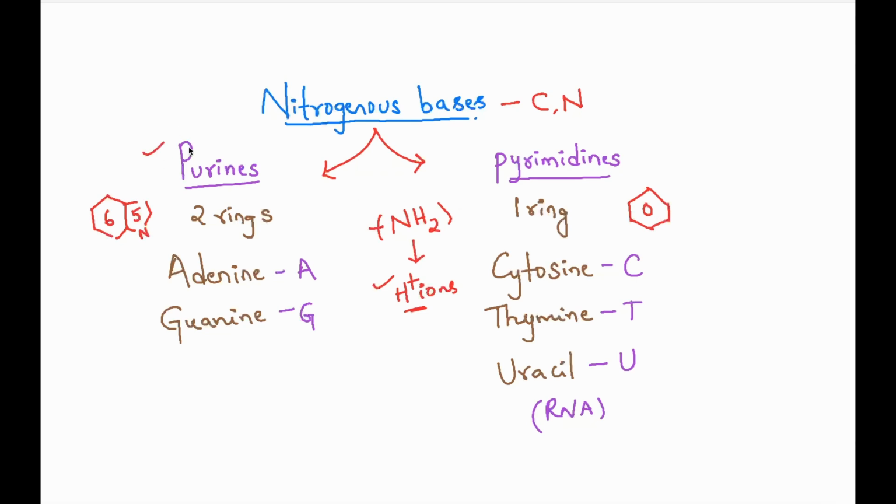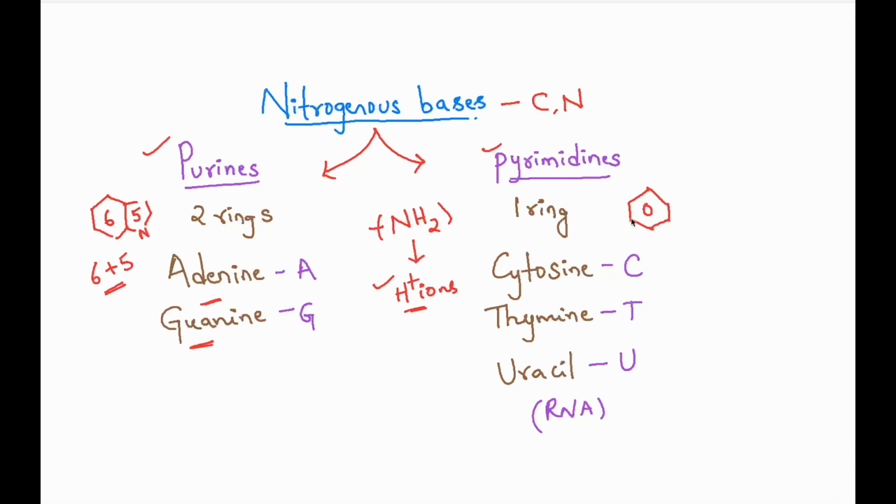So coming to purines, purines are made up of two rings. So they have a 6 plus 5 membered ring that is common to the structure of purines. So we have two different purines, adenine and guanine. So these are the two purines that are found in DNA.